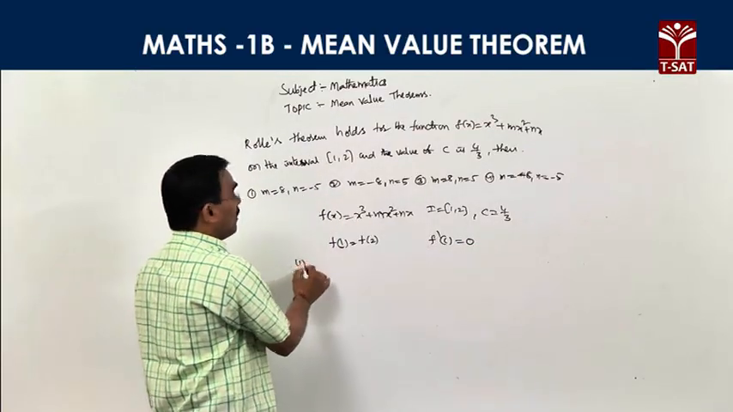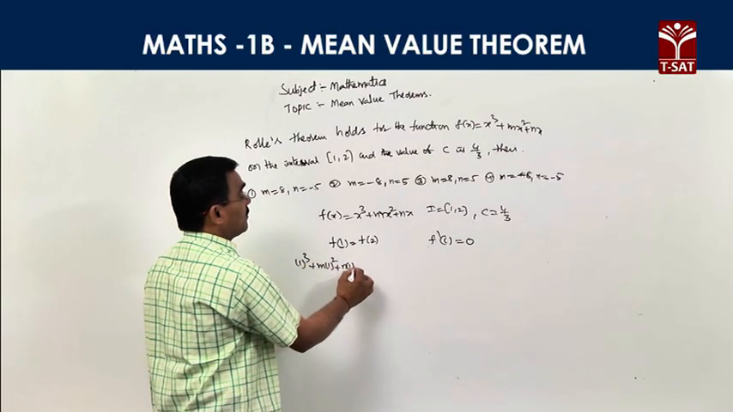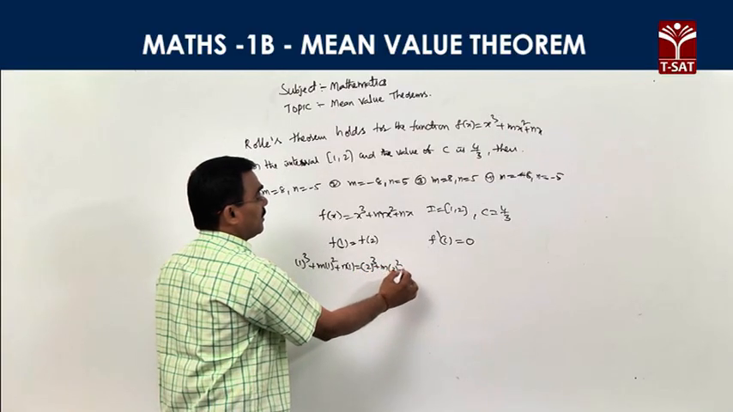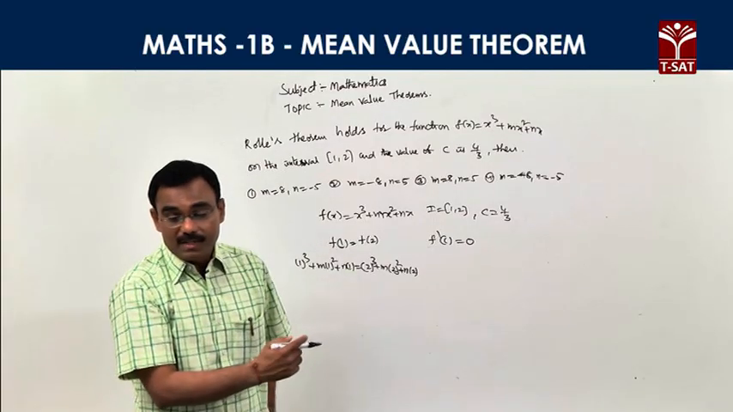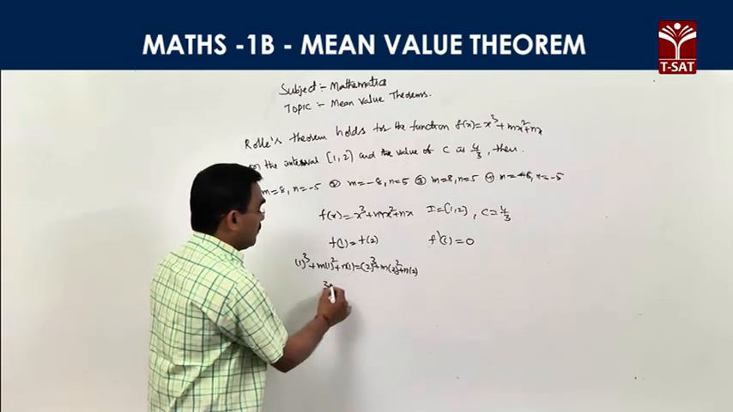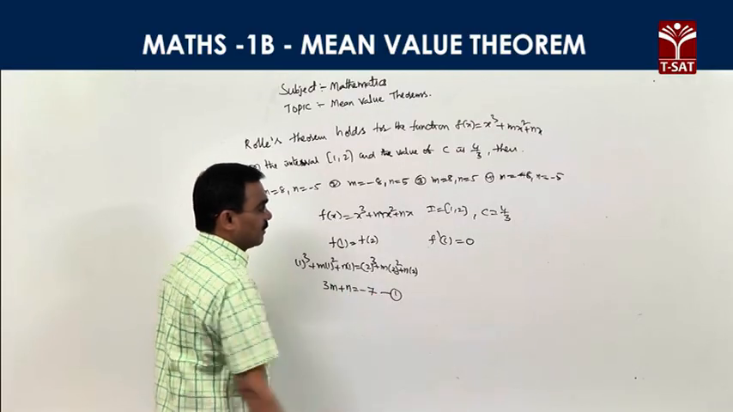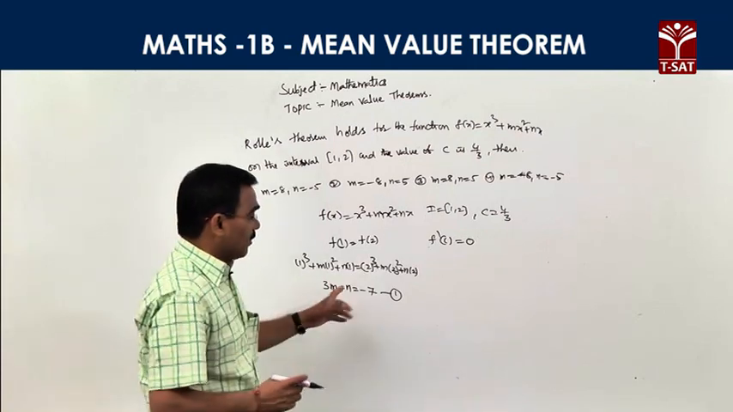What is f of 1? F of 1 is 1 cube plus m into 1 square plus n into 1, which is equal to 2 cube plus m into 2 square plus n into 2. This is one of the equations. Simplifying, 3m plus n is equal to minus 7. This is equation 1.